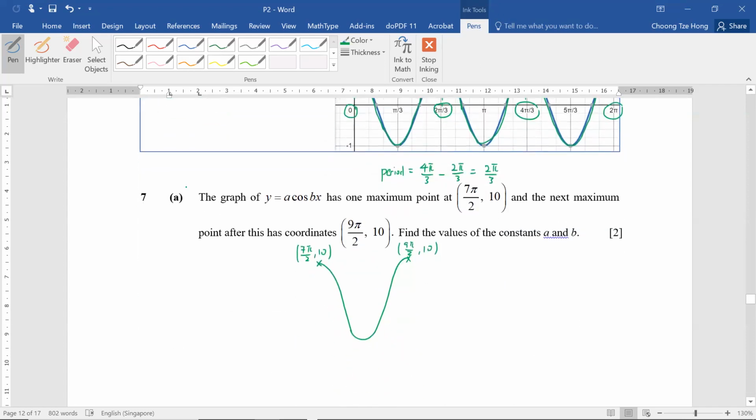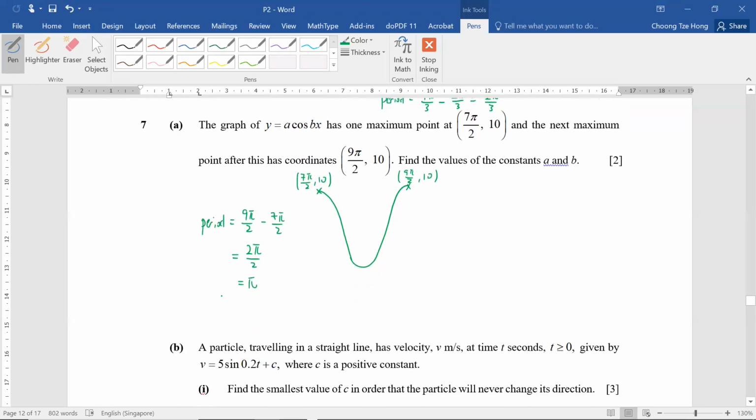So this means that we can actually compute the period for this graph. The period will be 9 pi over 2 minus 7 pi over 2. So that will give us 2 pi over 2, which is pi. So the period is pi. Do you still remember how we computed the period? We will take 2 pi divided by the number in front of x to get the period. So in other words, 2 pi over b will give me pi.